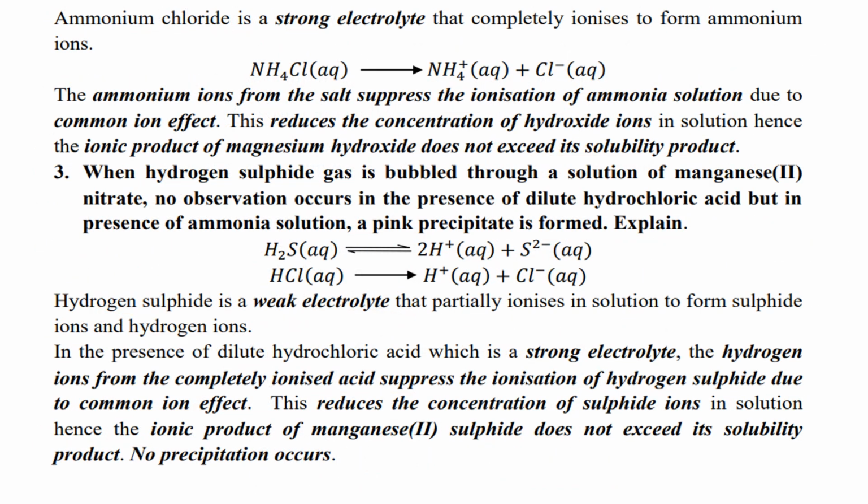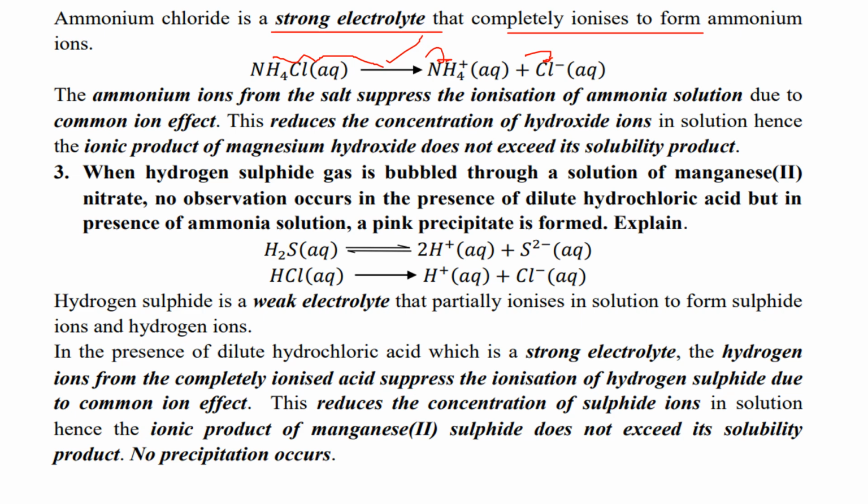Ammonium chloride is a strong electrolyte, and as we said, every salt is a strong electrolyte, so they completely ionize in solution to form the respective ions. So ammonium chloride completely ionizes, that's why we are using a full arrow, to form ammonium ions and then chloride ions.